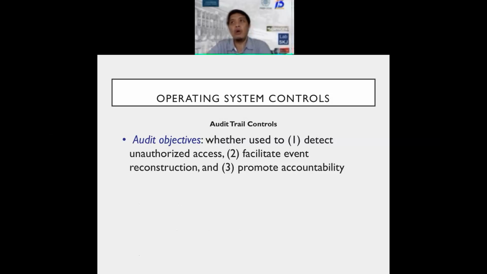And the last in the operating system control is the element of audit trail controls. The audit objective is to detect unauthorized access, facilitate event reconstruction, and promote accountability. So what does audit trail control mean? The audit trail is the notes or record of every activity inside the operating system. When you access the database, access a file, go to the internet and so on, everything will be recorded by the operating system.